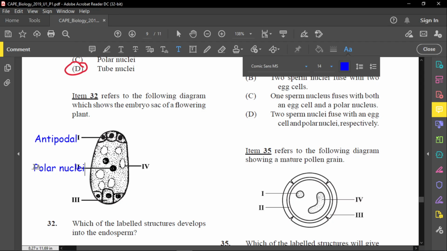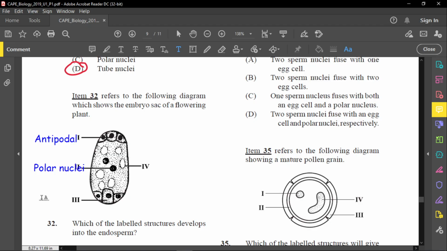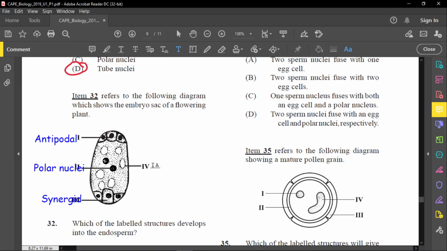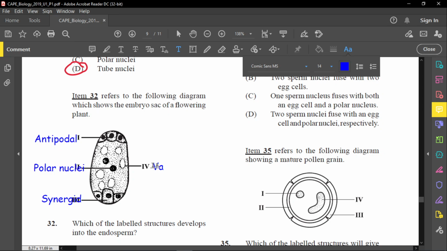The polar nuclei, or the polar bodies. Now 3 will be the synergids. The synergids will be here. There's a synergid. And then 4 will be a vacuole. So the synergids are down here and the antipodals are on the top right here. There are 3 antipodals.